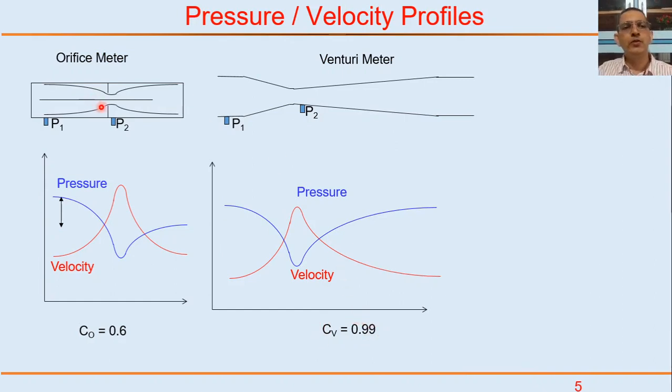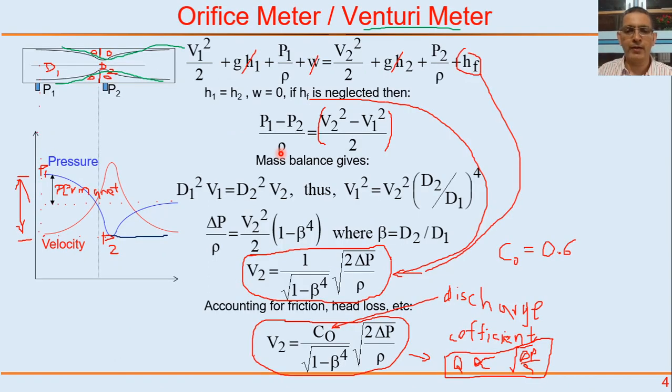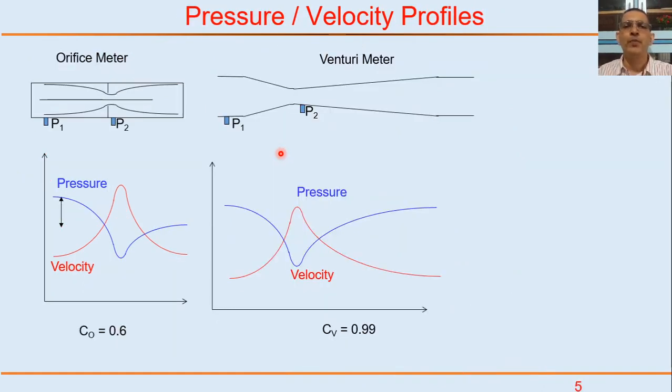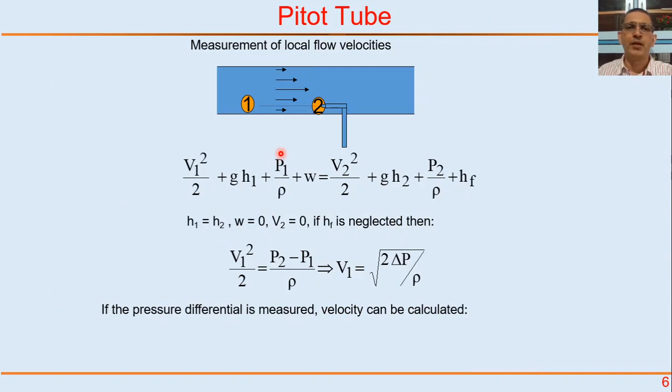So we can use an orifice meter or a venturi meter for measurement of pressure drop, and then from the pressure drop we can relate it to the flow rate through the discharge coefficient of the orifice or of the venturi. So that's how we use orifice and venturi for measuring flow rates.